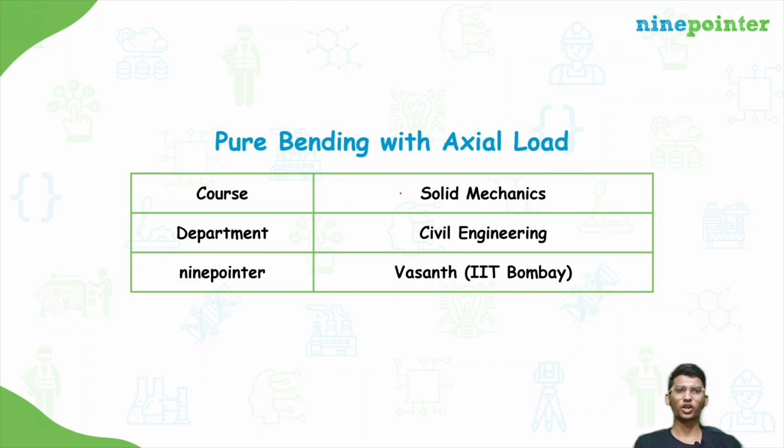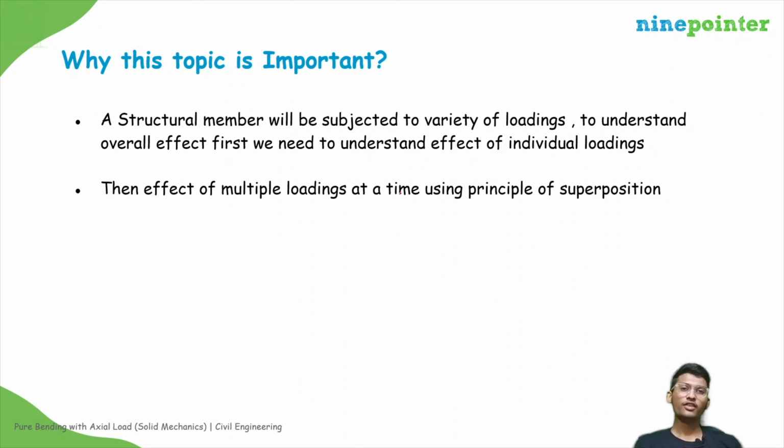In this video, we are going to study pure bending with axial load. In previous lectures, we studied pure bending. Only pure bending means only one type of loading, with bending moment constant at every cross section. And we analyzed that one. Now we are going to add one more loading to that, that is axial load.